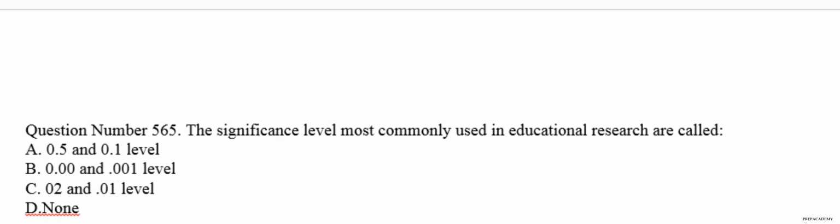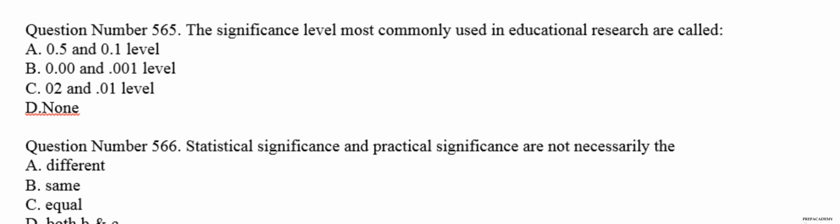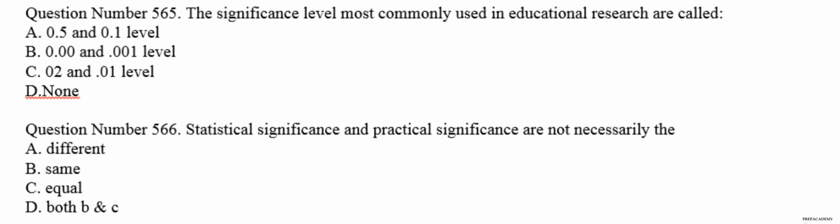Question number 565. The significance level most commonly used in educational research are called A. 0.05 and 0.01 level. B. 0.005 and 0.001 level. C. 0.02 and 0.01 level. D. None. The correct answer is option A.